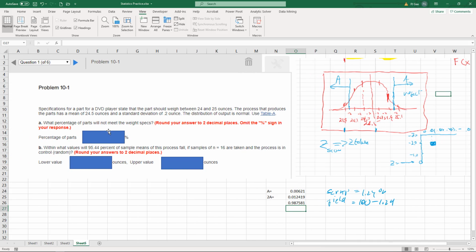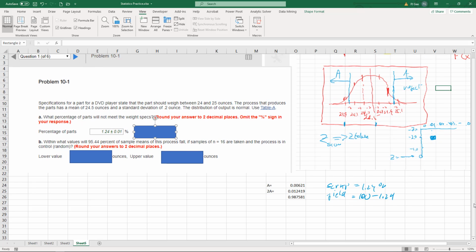Usually you're interested in yield. What do they ask us here? What percentage of parts will not meet specs? There's 1.24, that's our 1.24 there. Now we're going to ask a typical company question. Okay, well, wait a minute. Within what values will 95.44% of sample means of this process fall if samples of n equal to 16 are taken?